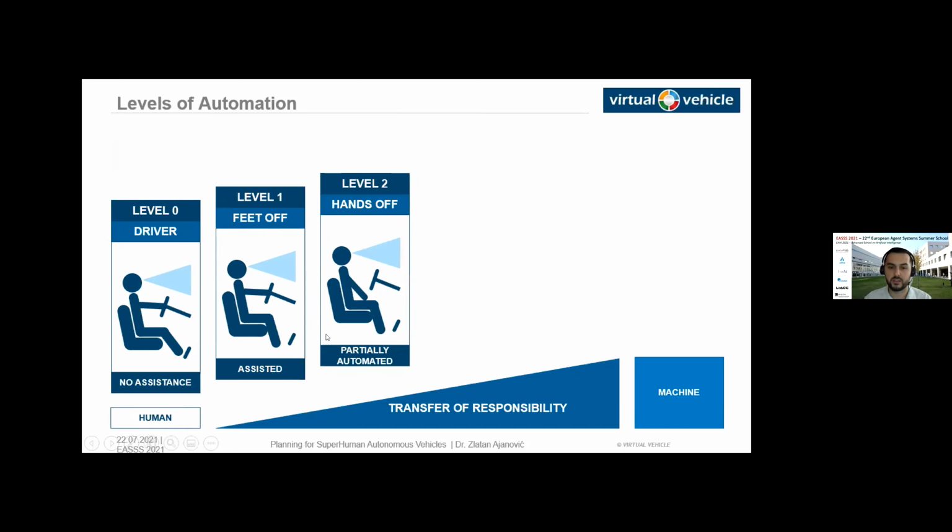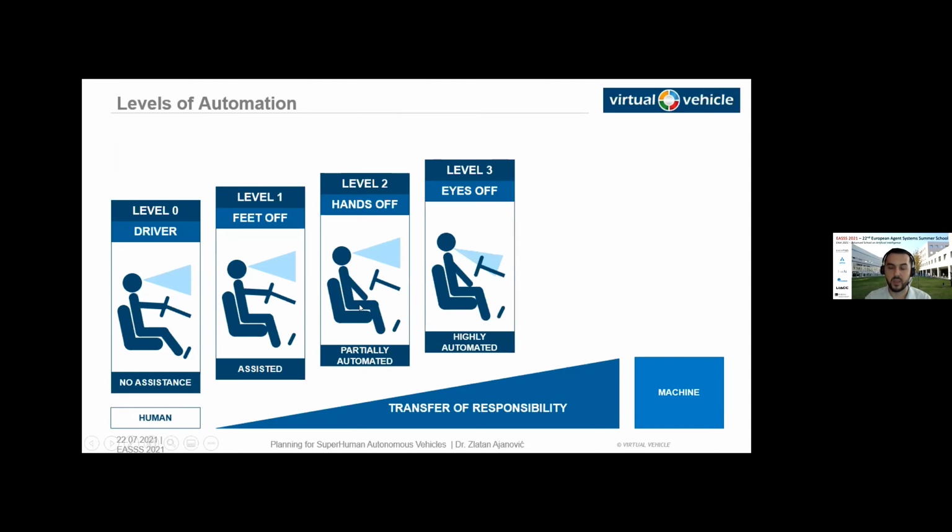Level 2 is when there are both of them, so hands off and feet off, and the vehicle is able to steer and propel itself. But the human is always looking at the road. So the human is practically always driving and always has to be able to immediately take control. And so far, before the latest full self-driving, Tesla was also level 2, although marketed differently, in the sense of the responsibility for driving.